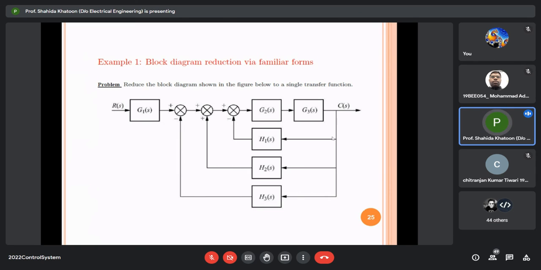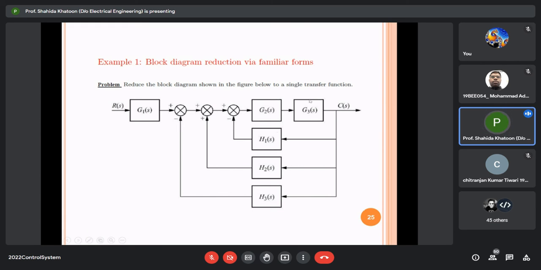We want to reduce the block diagram into a single transfer function. So how do you do that? Please try this problem yourself using the notations which we have done earlier. Start one by one. We have three loops here. Start with the smallest loop and try to reduce this part first. Here you can see that G2 and G3 are connected in cascade, and the resultant of these two is connected in feedback with H1(s). So first apply the cascade formula, then apply the feedback formula to reduce this block.